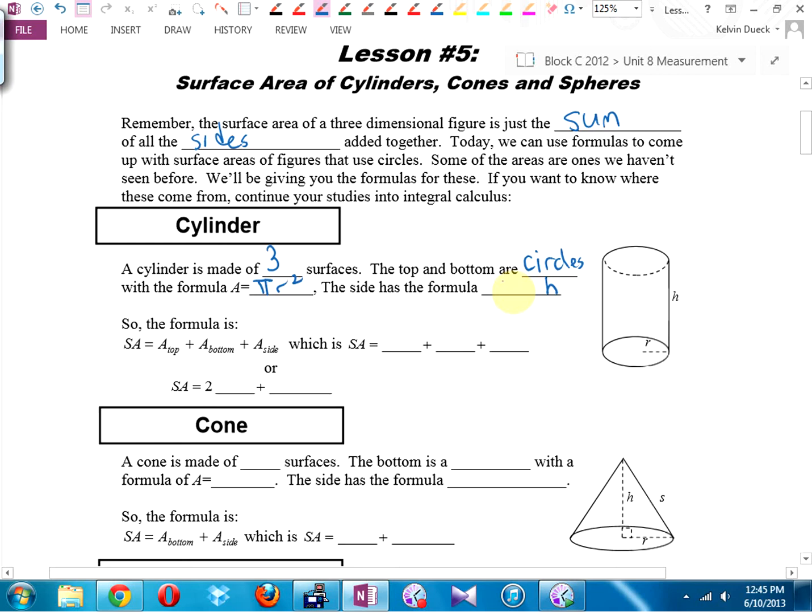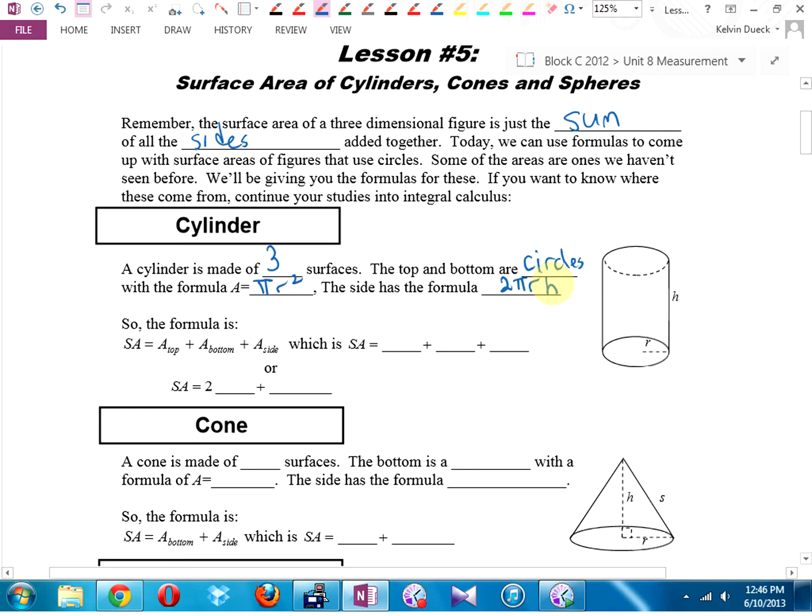Find it. Find the circle. 2 pi r, or pi times diameter. In this picture, they gave us r. So what does that mean?